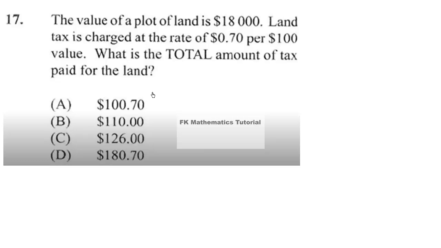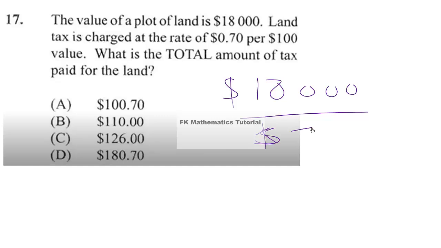Now, the value of a plot of land is 18,000. Land tax is charged at the rate of 0.70 dollars or 70 cents per each $100 value. What is the total amount of tax paid for the land? So how many $100 can we find in $18,000? We divide. So $100, and that will give you 180 $100.